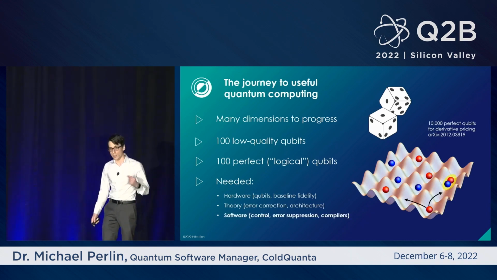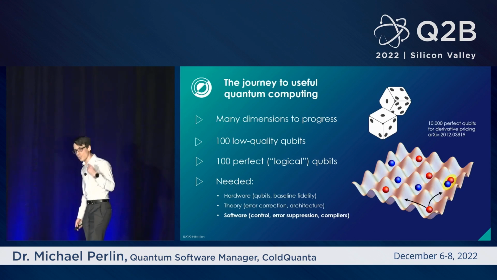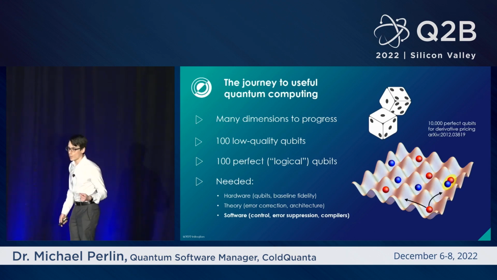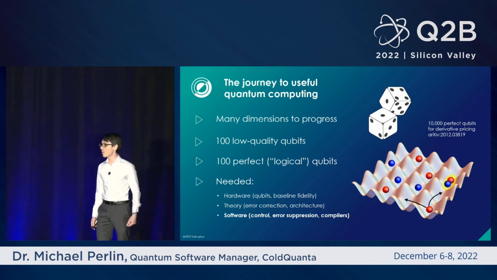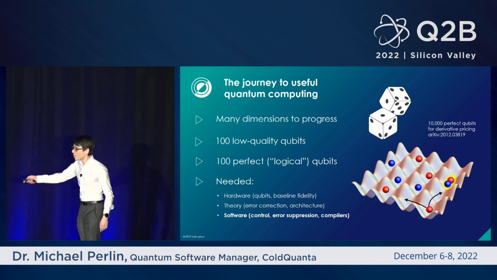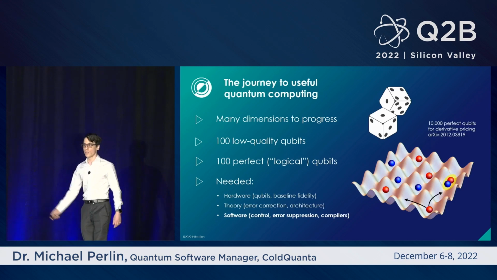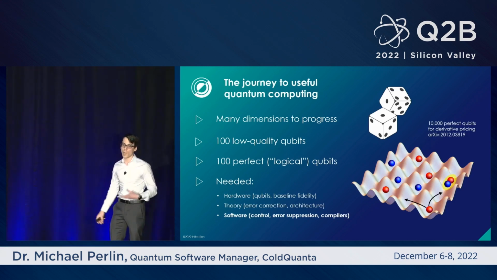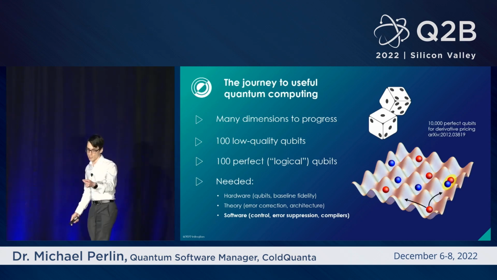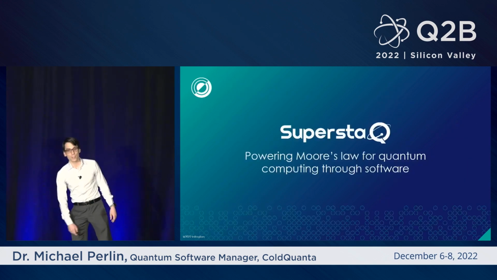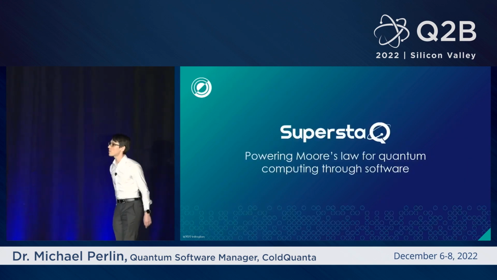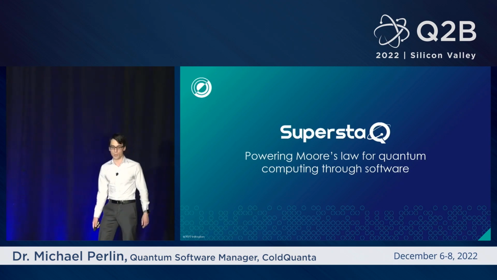But we also need better software. This is software that controls the qubits you're using. This is software that leverages techniques from physics to suppress the effect of errors in your device on your outcomes. And this is software that compiles instructions from the level of flip this qubit down to a language that hardware understands, like turn on this laser. So if I wanted to be more provocative with the title of this talk, I would have said something like SuperstaQ powers Moore's law for quantum computing through software.